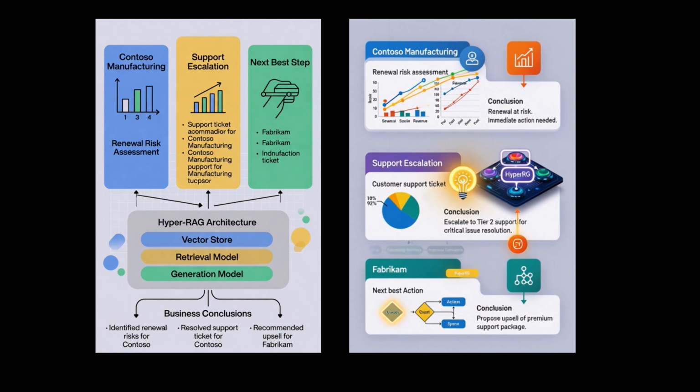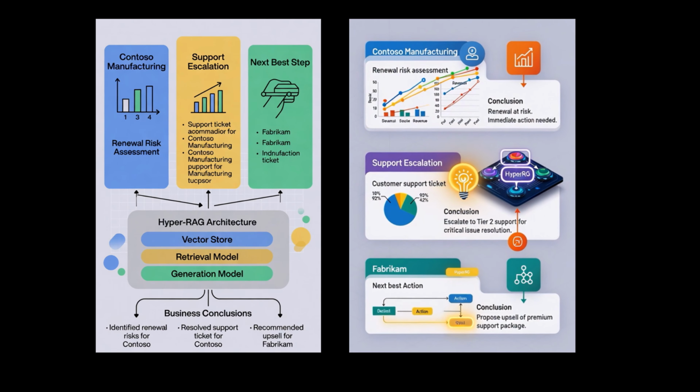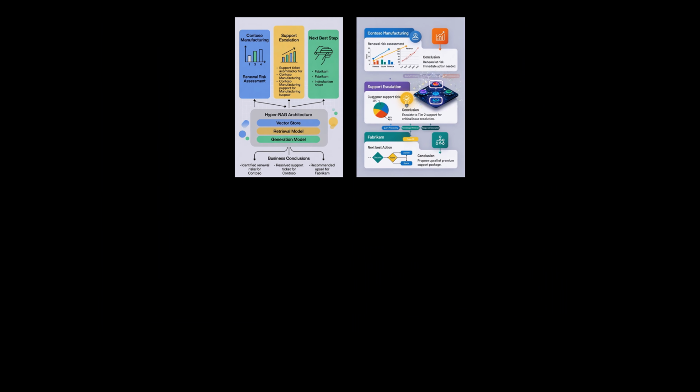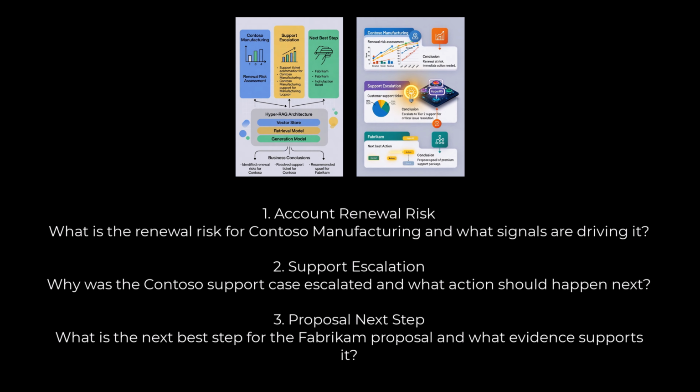To make the system easier to follow, I use 3 business scenarios in this demo. The first scenario is renewal risk assessment for Contoso Manufacturing. The second scenario is a support escalation for Contoso. The third scenario is the next best step for the Fabrikam proposal. The point of these 3 scenarios is not just to show 3 different answers, but 3 different examples of how the same hyper-RAG architecture can guide the model to a relevant business conclusion.